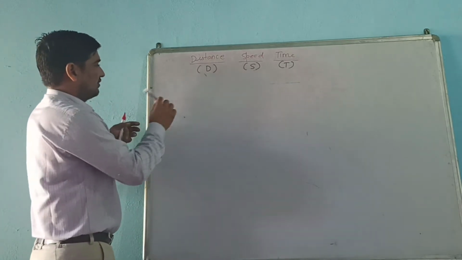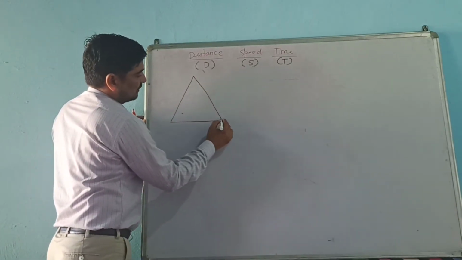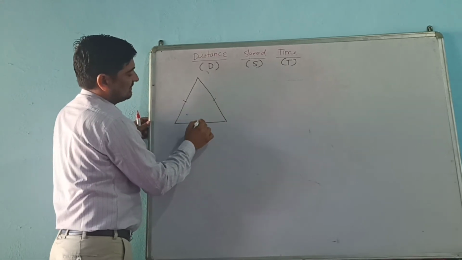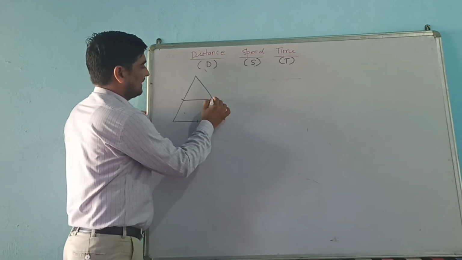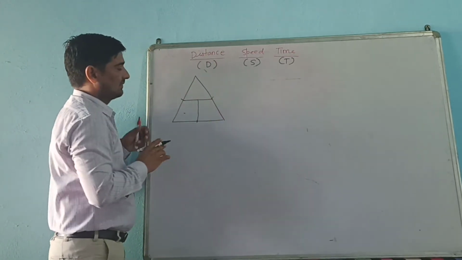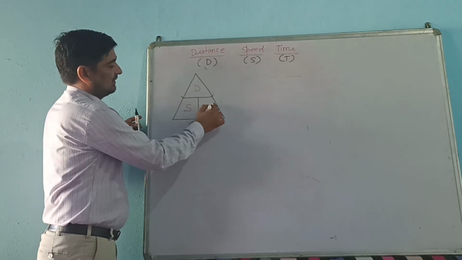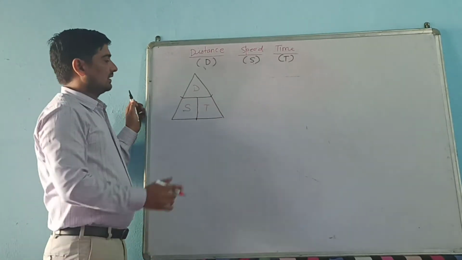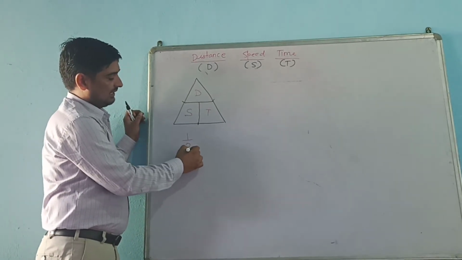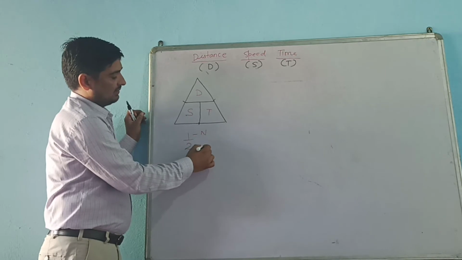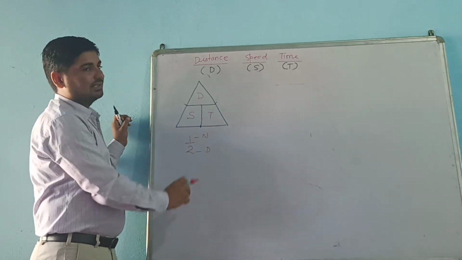See, I am going to make a figure and you have to tell me its name. You can see here three sides. It is a closed figure made by using three sides. It is a triangle. In this triangle, I am making three parts. The first part I am writing D, another part S, and the third part T. In mathematics you have already done that the upper part we call the numerator and the lower part we call the denominator.